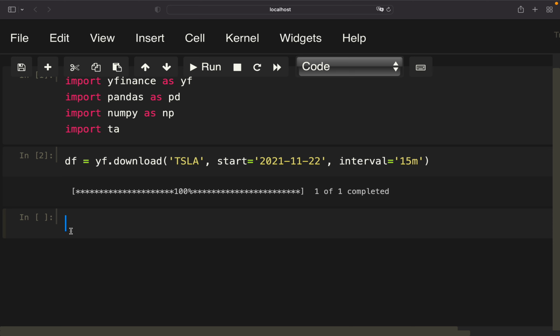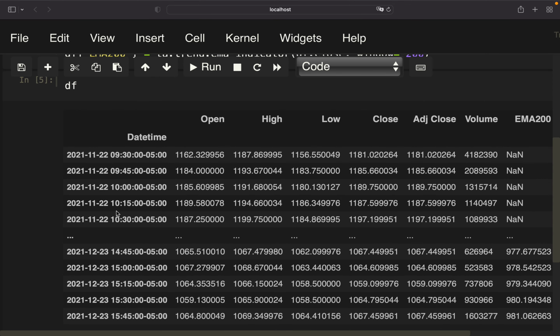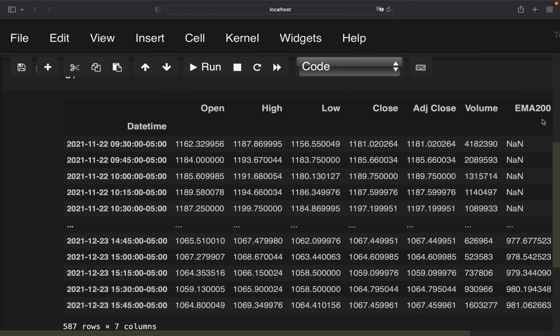Now, first things first, we are just calculating the 200-day exponential moving average, making use of the TA library. Take a look at the trend functions, and then take the EMA indicator, apply that on the close, and define the window as 200. Yes, more right would be to take the adjusted close price, but as you saw, the adjusted close for this time window is the same as the close price because there were no capital actions, and I just want to save some space and time, and so I'm using the close price here. With that, we have calculated the 200 time steps exponential moving average on a 15-minute time frame.